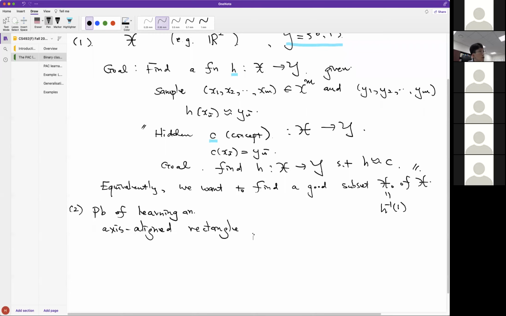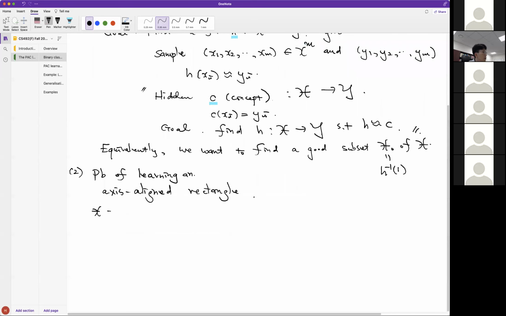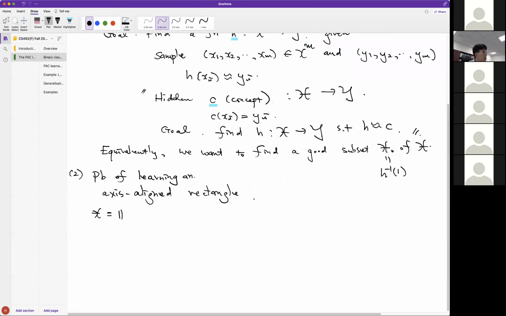And how does this problem work? In this case, the input space is just R^2. And then the hidden concept, which we want to find out from examples, is just some rectangle. I said this hidden concept, because it's a function to 0 and 1, can also be understood as a subset of the input space. So this hidden concept is some subset of the input space, which is a rectangle, okay.